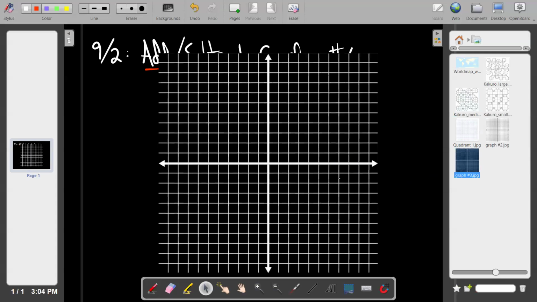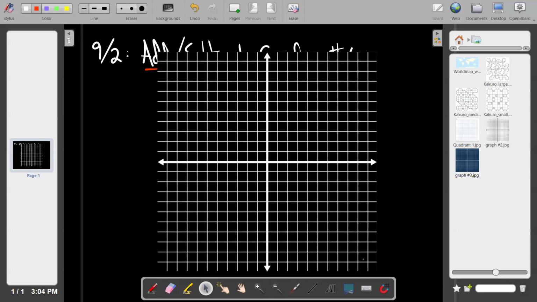In order to do this, you're eventually going to have a piece of graph paper. You don't need to worry about having it right now. But I'll just quickly show you how to do it. Might do 2 examples.